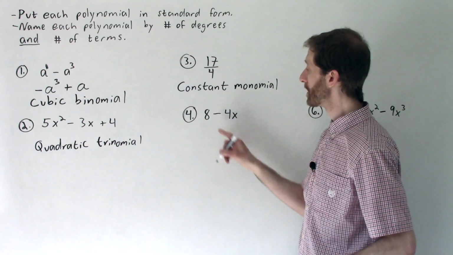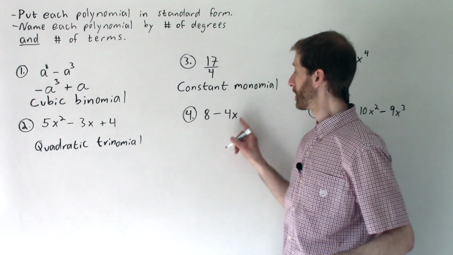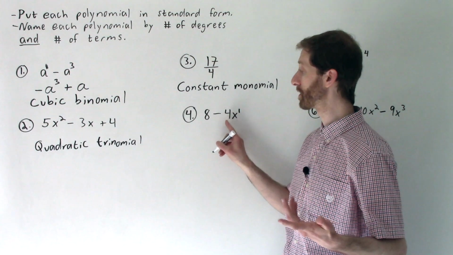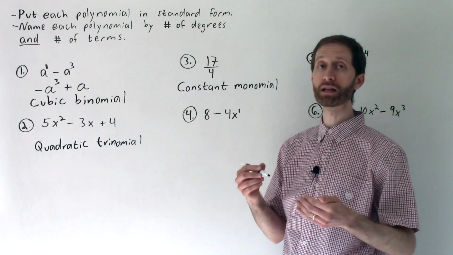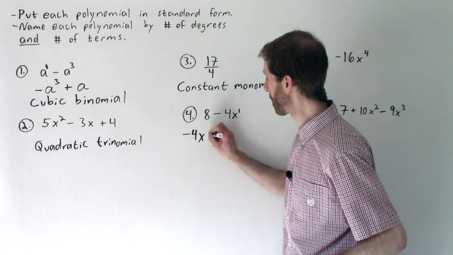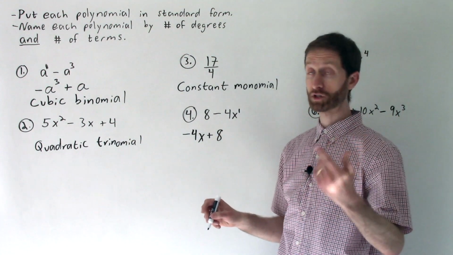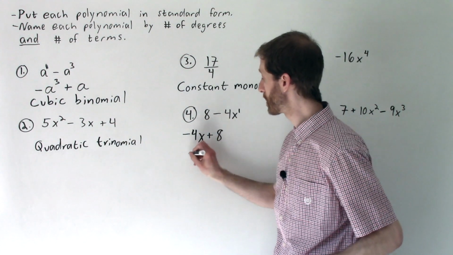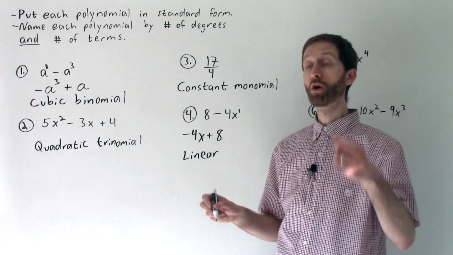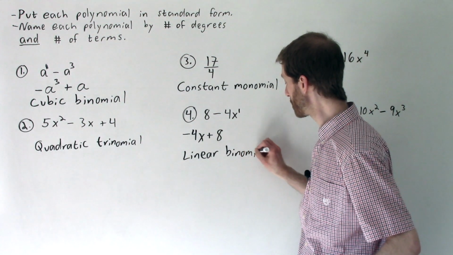There you go. This is not in standard form, right? We need to go from highest power to lowest. The first degree is the highest power right there. Remember, the minus sign belongs with the monomial that immediately follows the minus sign. So this is going to be minus 4x plus 8. The highest degree is first degree, so we call that linear or first degree. And how many terms? 1, 2. So that's a binomial. Beautiful.